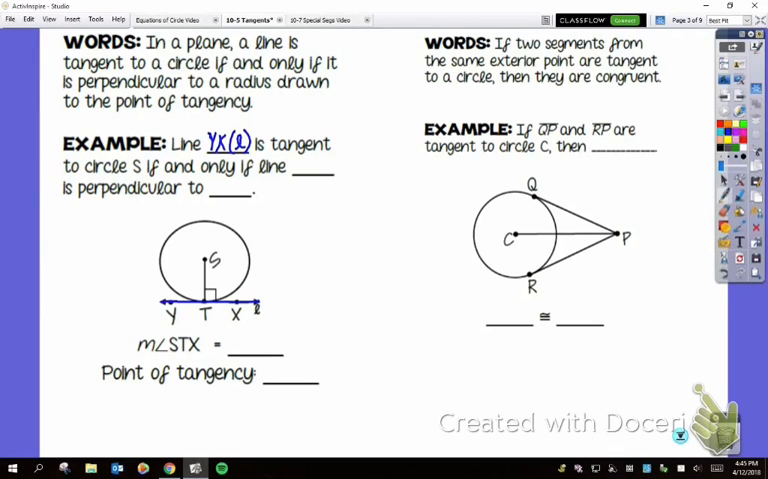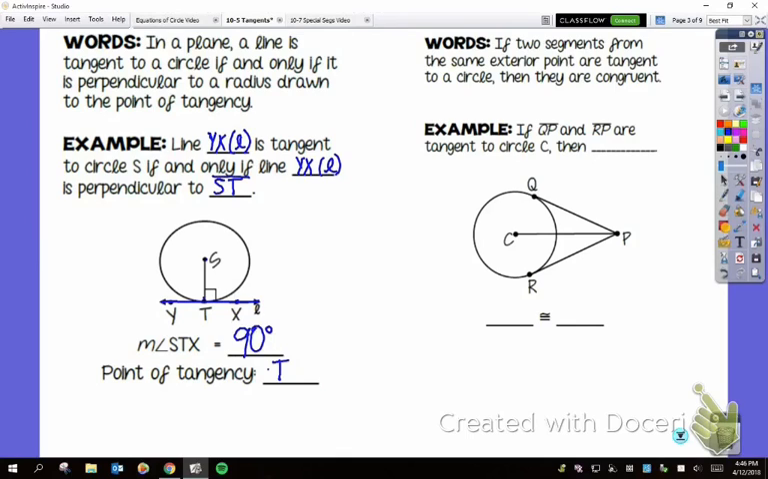Is tangent to circle S if and only if that line, that line YX or L, is perpendicular to the radius, and our radius would be ST. So if you look here, we've got the measure of angle STX would be 90 because it's a radius and a tangent line. And your point of tangency would be point T.